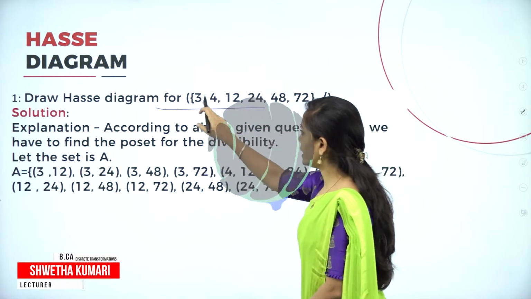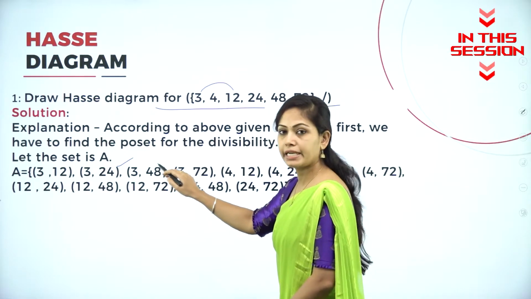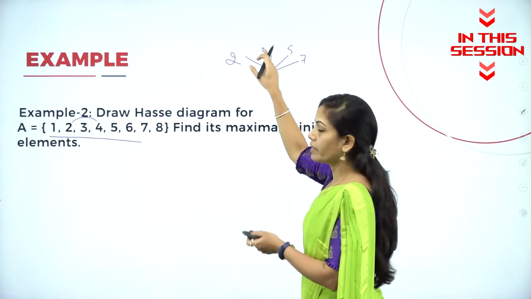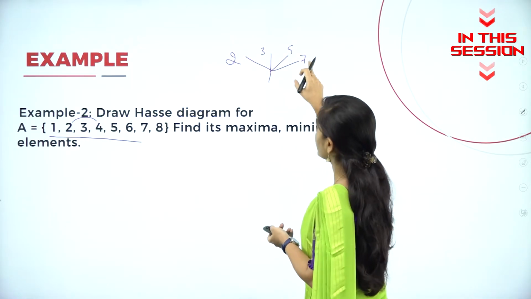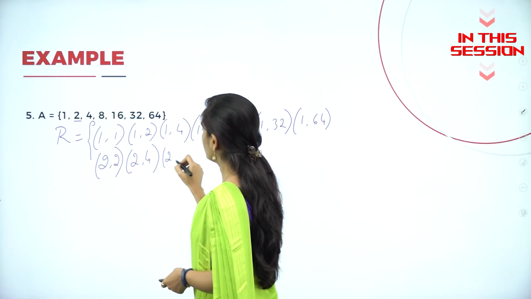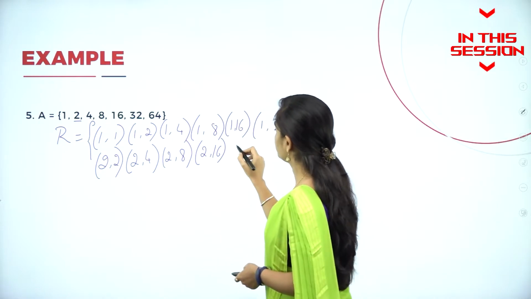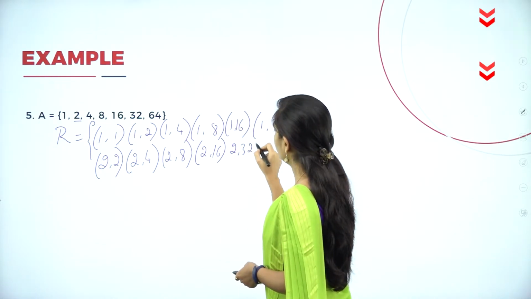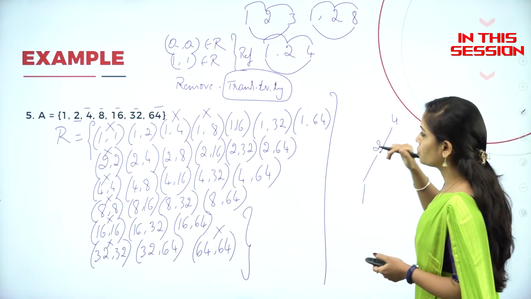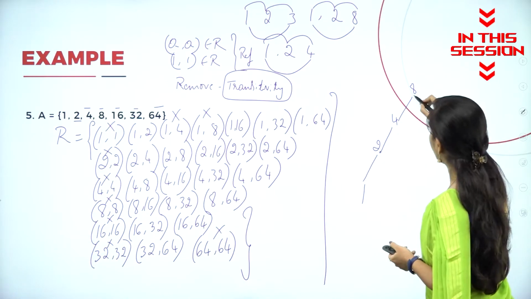So here 3 can divide 12, 3 can divide 24, 3 can divide 48. I have written the relations. 1 can divide 2, 1 can divide 3, 1 can divide 5 and 1 can divide 7. 2 can divide 4, 8, 16, 32, and 2 can divide 4 and 4 can divide 8 and 8 can divide 16.